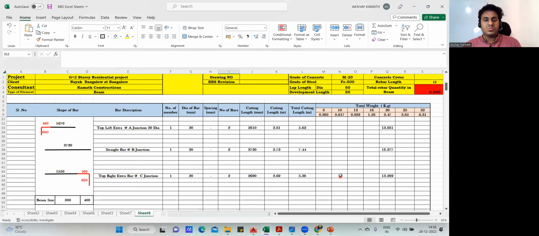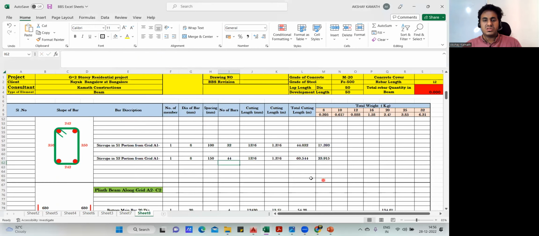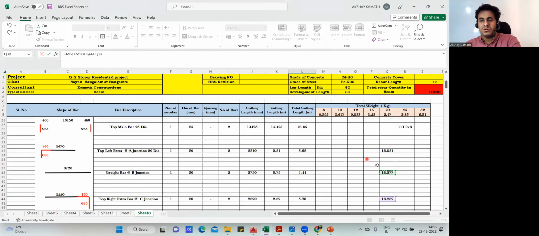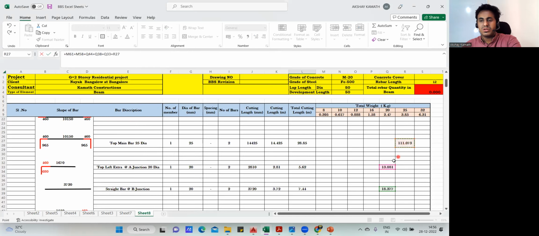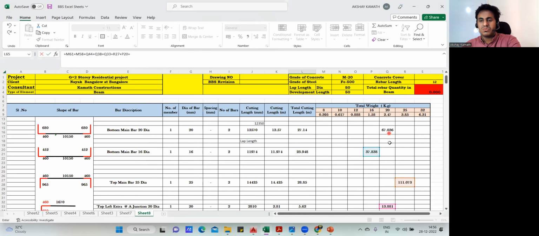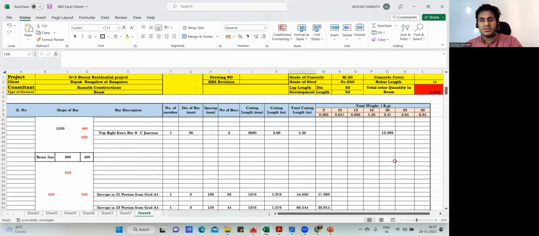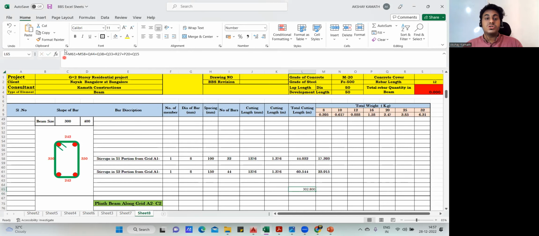So you just have to be very careful when you prepare the Excel sheet, since there are a lot of calculations. So this one plus this one plus this one plus this one plus this one plus this one plus this one plus this one. That's it. Finish. All things I added. Enter. So 302 kg of steel is required in just one beam. Okay, 302 kg of steel is required.